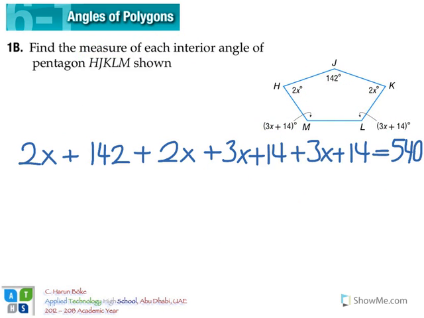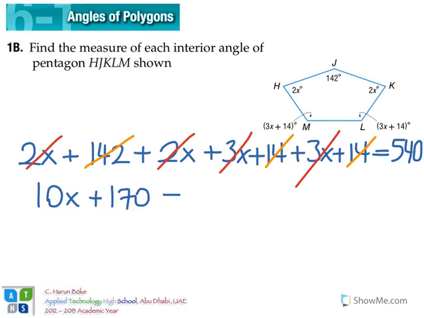So this is our equation. Now let's count the number of x's. 2x here, 2x here, it is 4x, plus 3, 7x, plus 3, 10x. 10 times x plus, now I will add the numbers. So it will be 142 plus 14, which will give you 156, plus 14, which will give you 170. So it is 170 degrees. This should be equal to the sum of interior angles, which is 540 for a pentagon.